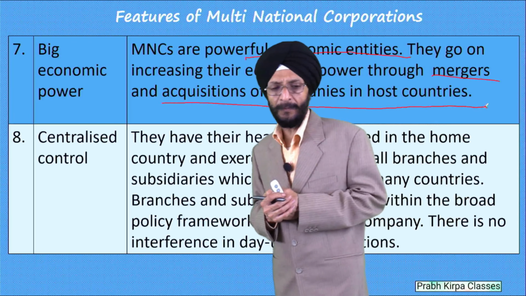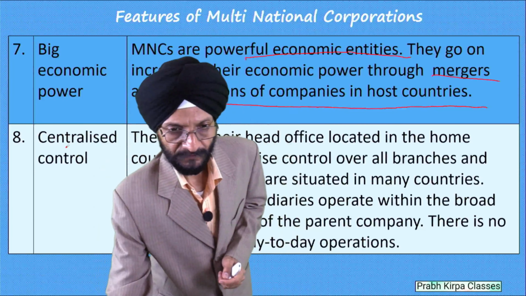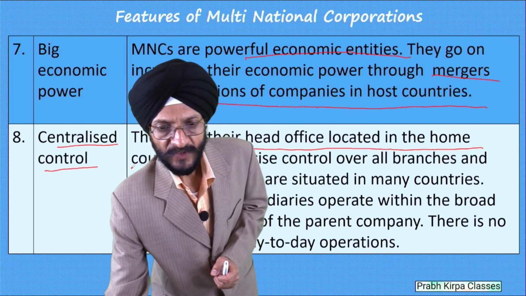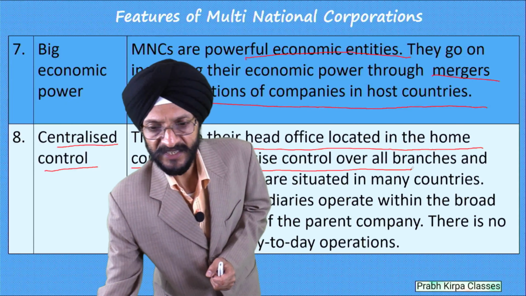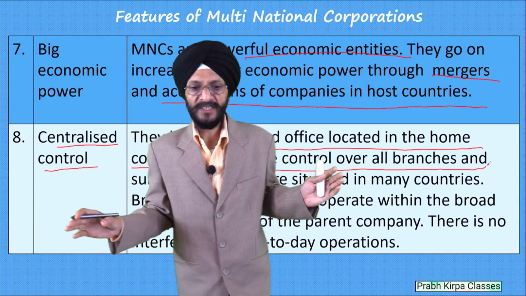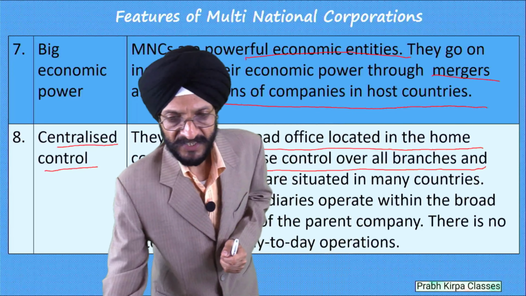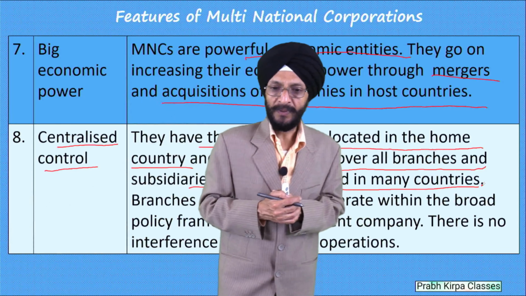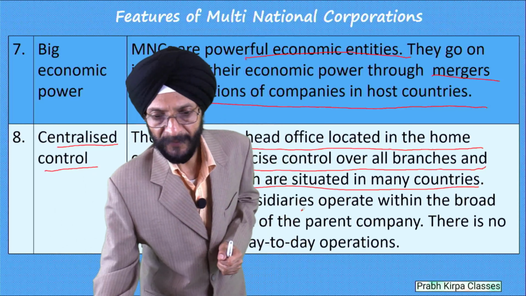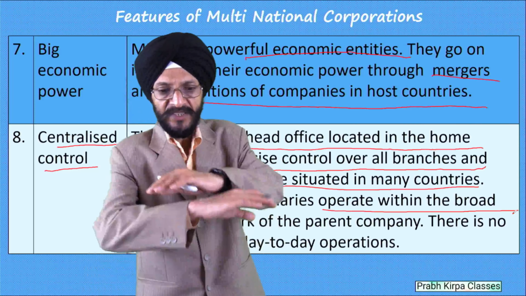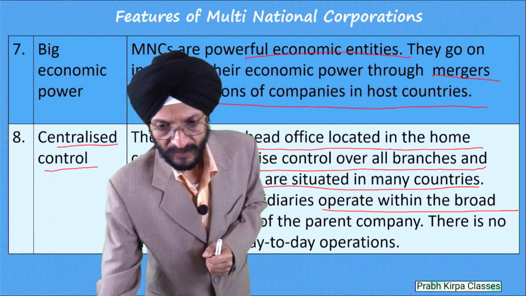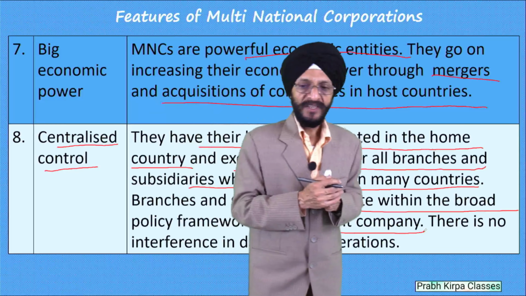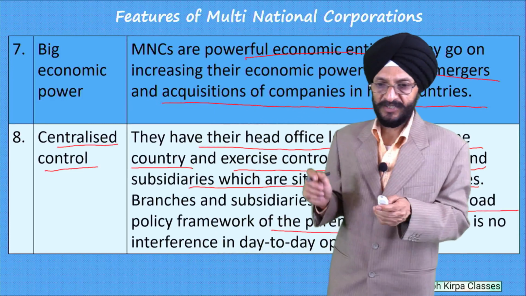Next feature of multinational companies, centralized control. They have their head office located in the home country and exercise control over all branches and subsidiaries which are situated in many countries of the world. Branches and subsidiaries of the MNCs operate within the broad policy framework of the parent company. There is no interference in day-to-day operations.